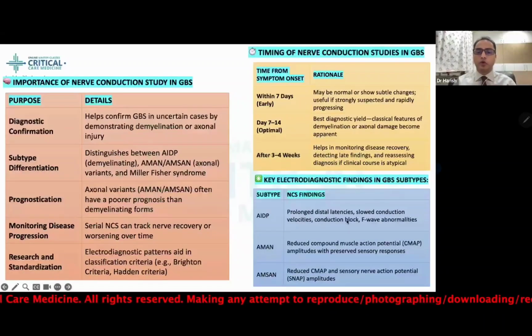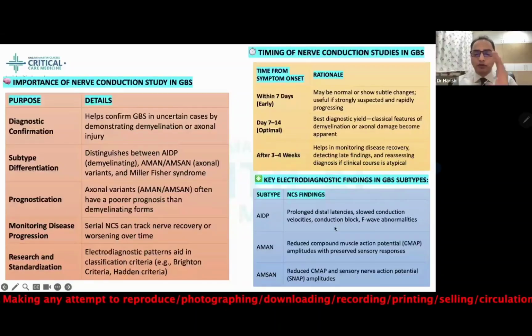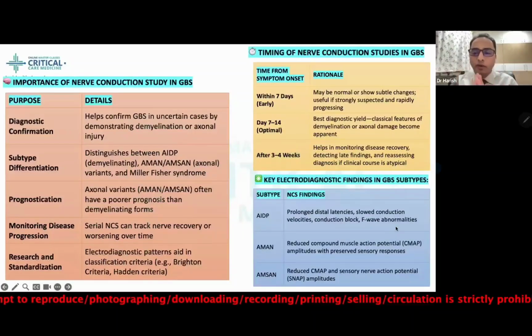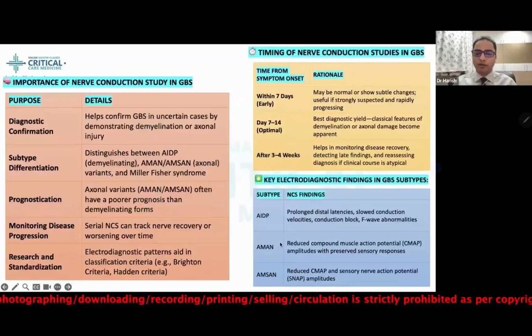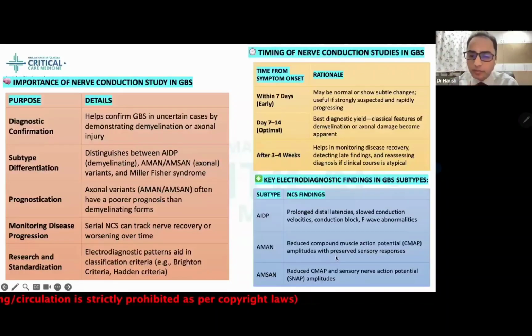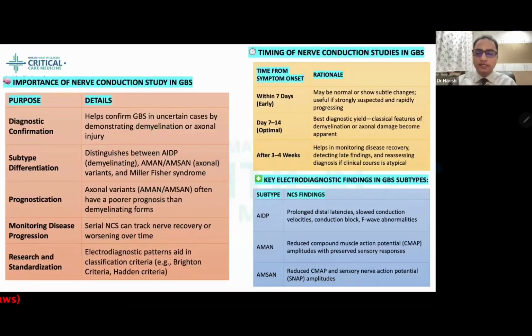In AIDP, there are prolonged distal latencies, slowed conduction velocity, conduction block, and F wave abnormality. In AMAN, the motor variant, there is reduced compound muscle action potential amplitude with a preserved sensory response. But when it is the sensory variant, reduced compound muscle action potential and sensory nerve action potential amplitude are going to be there. This is the take home on the electrodiagnostic findings in GBS subtypes.